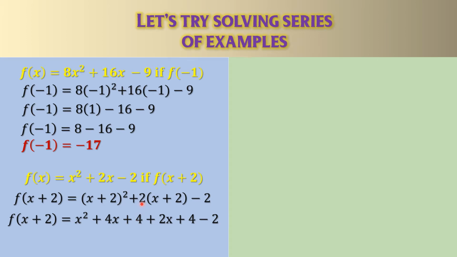And then here we have 2 times x, that is equal to positive 2x. Then 2 times 2, that is positive 4. Then bring down minus 2. And then the next step is to combine the like terms. So we have here x squared. So no more like terms aside from that. And then 4x and 2x are like terms, so we add them. 4x plus 2x is equal to 6x. Then 4 minus 2 is positive 2. And 2 plus 4, that is 6. Therefore, the function at x plus 2 is equal to x squared plus 6x plus 6.